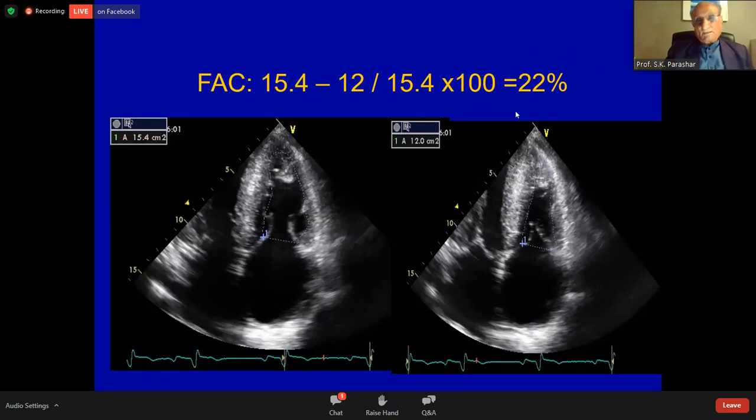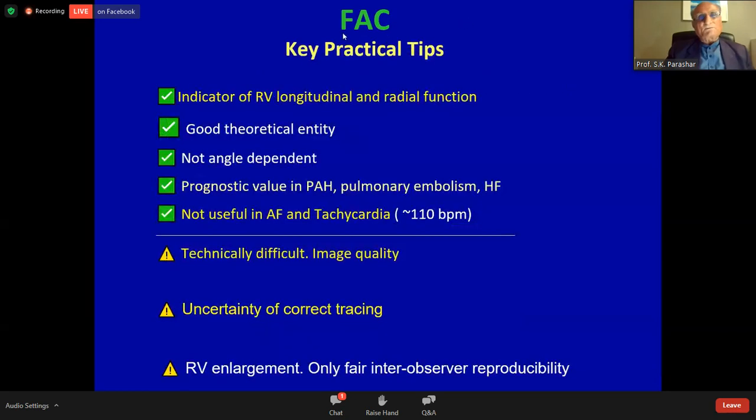So the key practical tips about the fractional area change is that it is an indicator of RV longitudinal and radial function. It has some prognostic value in pulmonary hypertension. The limitations are technical difficulty like imaging quality and uncertainty of the correct tracing, whether you are tracing the endocardium or the papillary muscles or the trabeculae. Otherwise it can be a good indication of longitudinal and radial function.